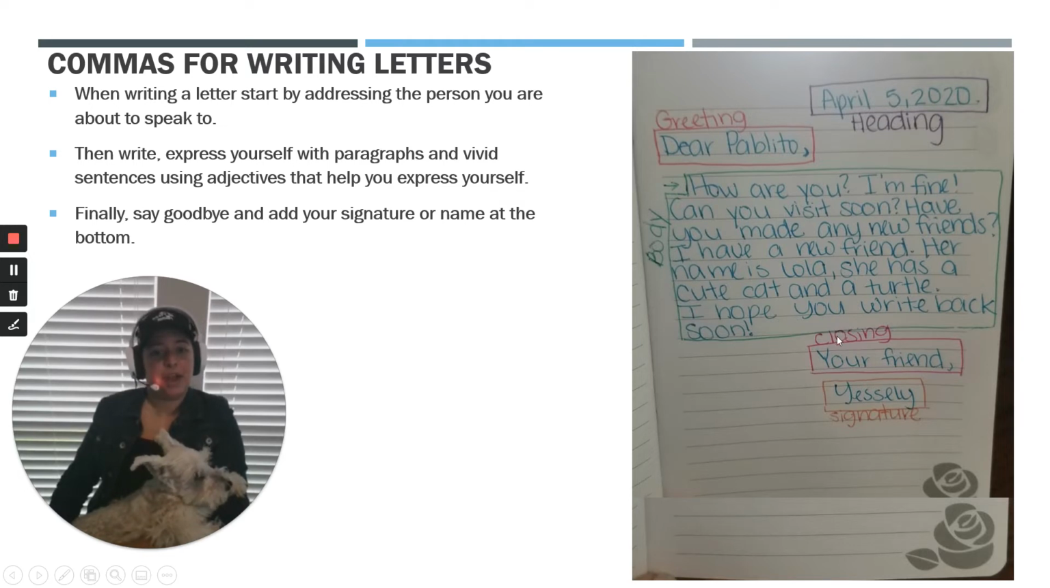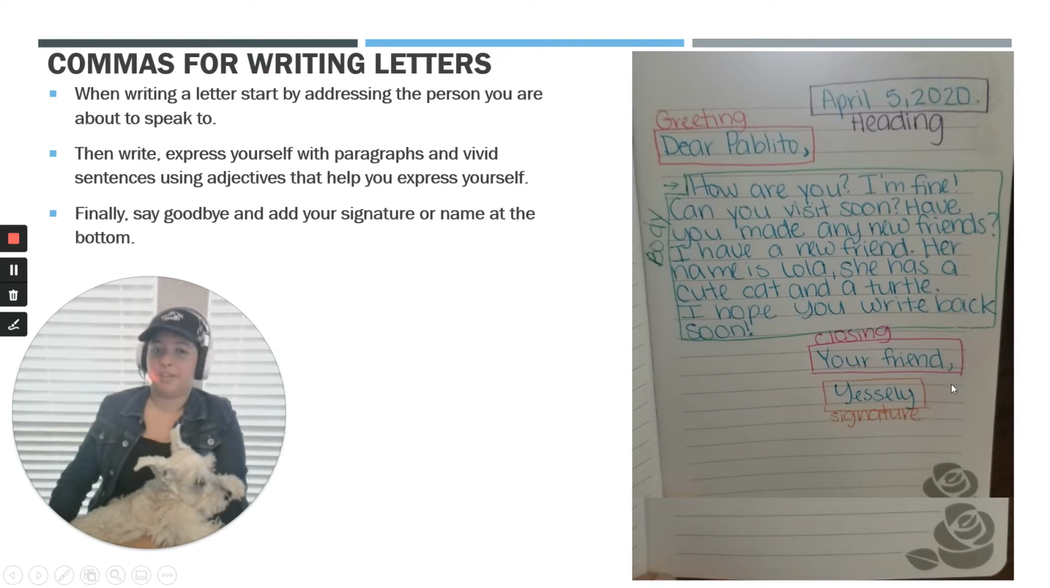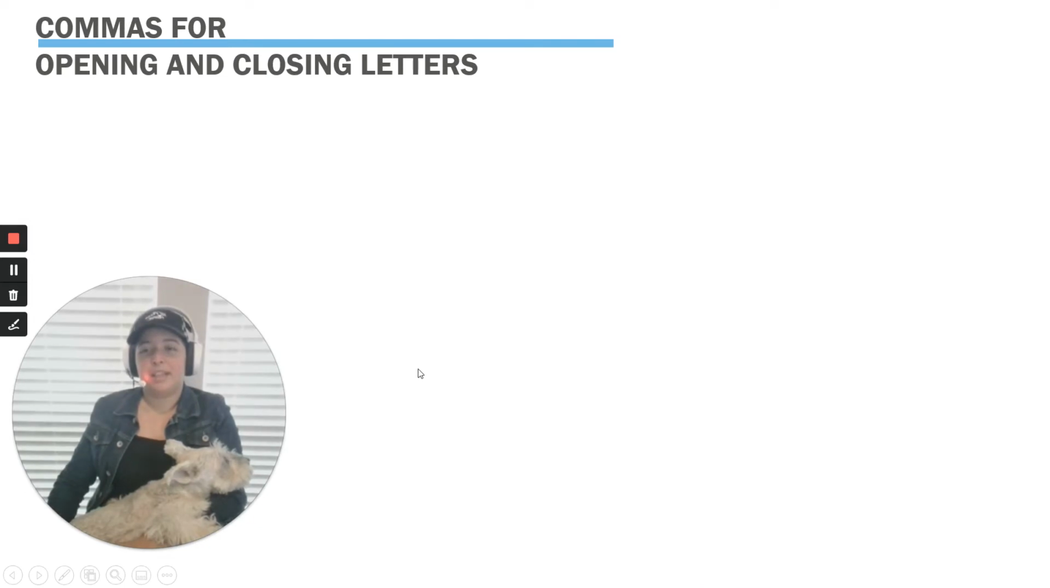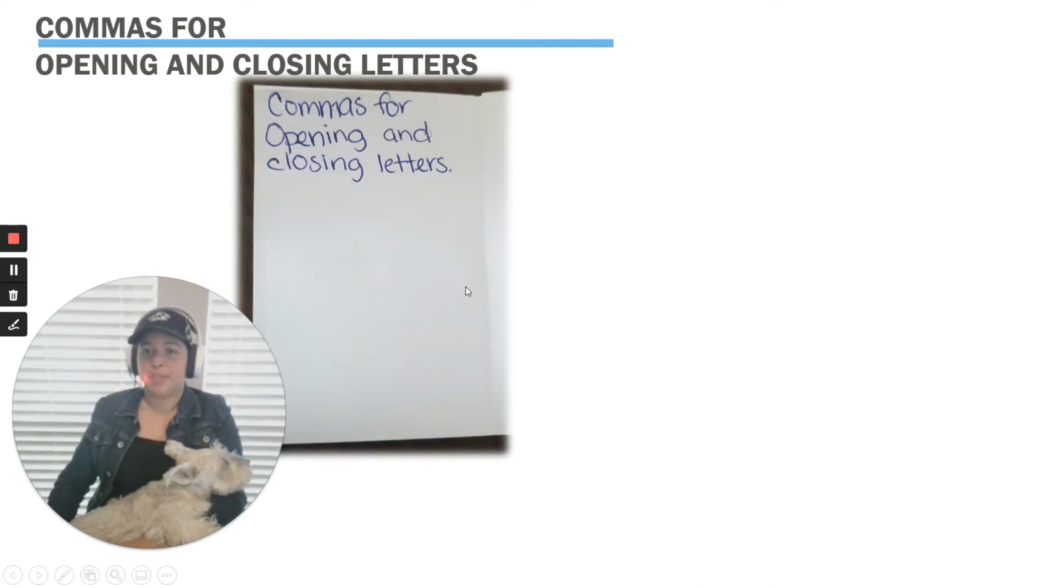And then you have your closing, right? Your closing could be a simple, write to you soon, hope to see you soon. Or simply your title and then a comma, your signature or your name, so the person knows who's sending this letter. Let's take a look at this. Open your mini book and let's start by adding the words comma for opening and closing letters.